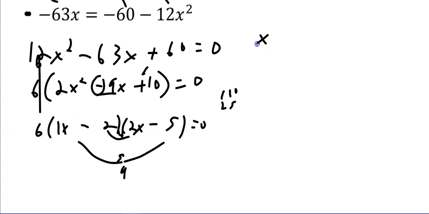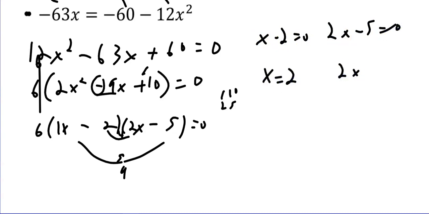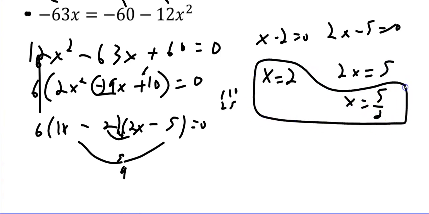And now I'm ready to solve. X minus 2 equals 0. 2x minus 5 equals 0. Add 2 to both sides. Add 5 to both sides, and then divide by 2. There's my answer.